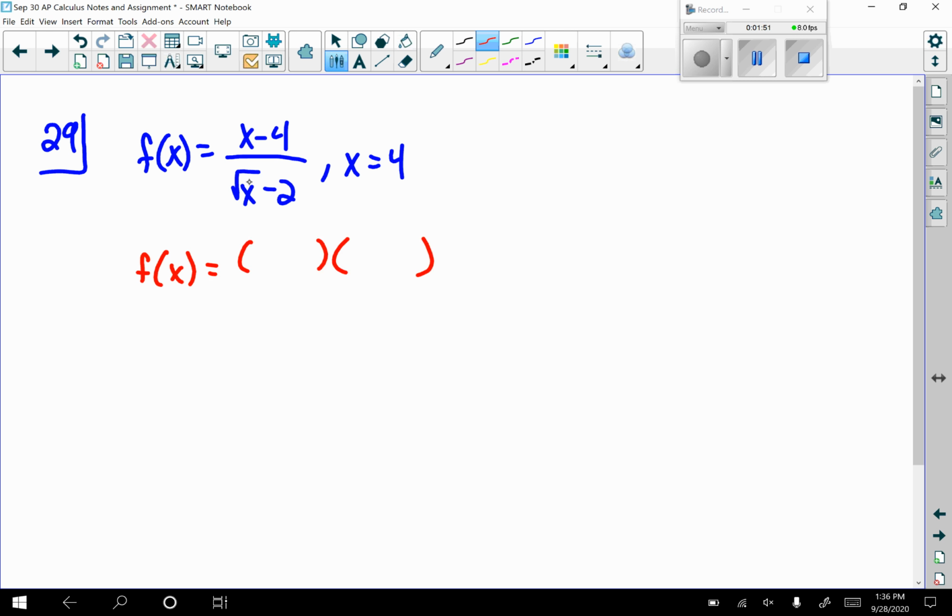And if you use the denominator as a clue, we could factor x into radical x times radical x, and then the 4 can be a positive 2 times a negative 2. This way we can divide out the radical x minus 2's, and then we're just left with radical x plus 2. So we could state a piecewise function here.